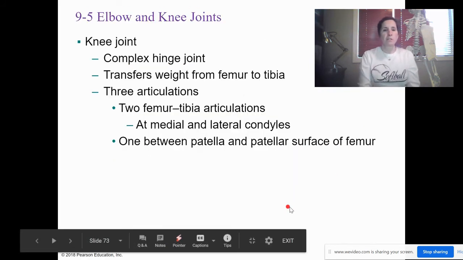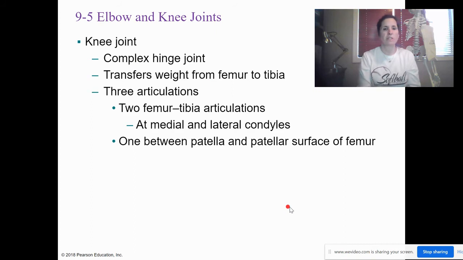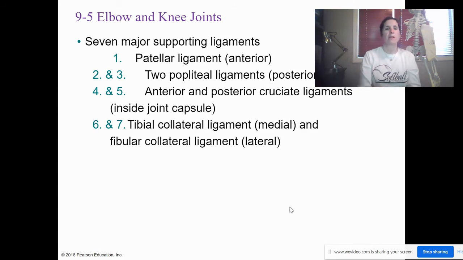Your knee joint is a modified hinge. It's very complex. There are two femur-tibia articulations at the medial and lateral condyles and one between the patella and the patellar surface. There are a lot of supporting ligaments. There's more to this, but we are going to talk about the seven major ones. On the anterior side, the patellar ligament. On the posterior side, popliteal ligaments.